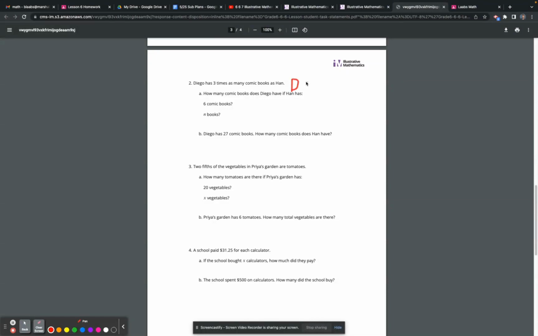Diego's amount is going to be 3 times the amount that Han has, 3 times Han's amount. And so how many comic books does Diego have if Han has 6? So if I go to this equation I just wrote, Diego's amount equals 3 times Han's amount, I can replace my H with Han's amount, which would be 6. So Diego would have 3 times 6, which is 18. So Diego's amount would be 18 if Han had 6.